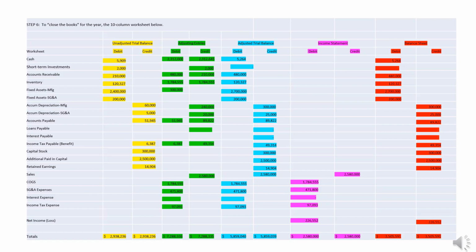The difference between the income and the expenses is the net income. In this case, $226,552. And I post the debit here in the income statement and the credit here on the balance sheet. The credit will ultimately reside up here in the retained earnings statement, but this helps me keep all of my columns in balance.